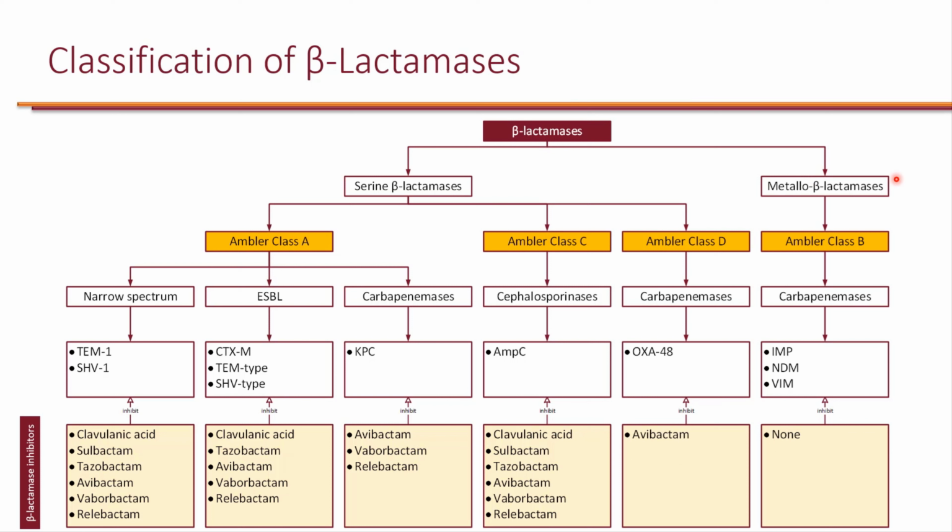And then overall, the worst type of beta-lactamases are the metallo-beta-lactamases. These are under AMR class B, and these are also carbapenemases. So IMP, NDM, and VIM are common examples. And unfortunately, we don't have any beta-lactamase inhibitors on the market that can inhibit this.